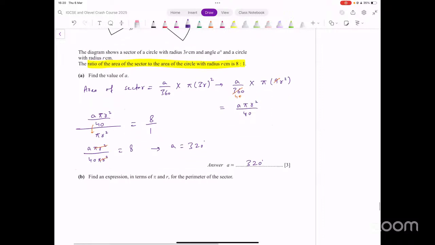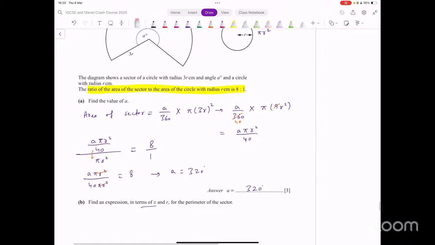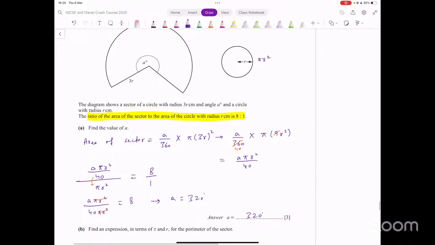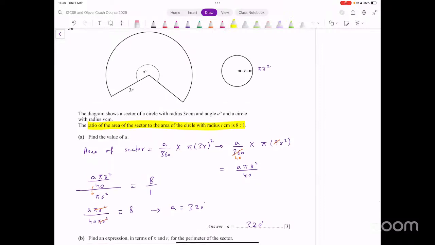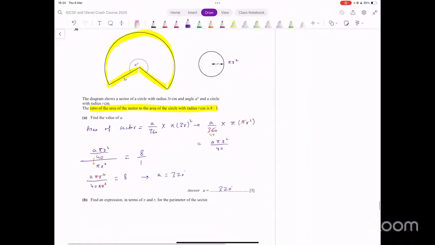Okay. Now it says find an expression in terms of pi and r for the perimeter of the sector. What's the perimeter of the sector? There are three sides to this. One this, another this, and then this. Right? 2 radii and 1 arc length. What's the arc length formula? Theta over 360. A is 320 now, we know that. Over 360 into 2 pi r.